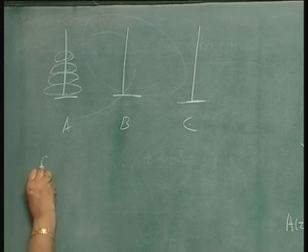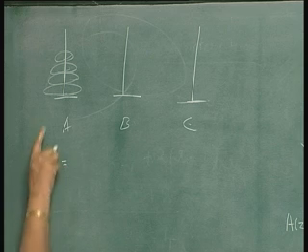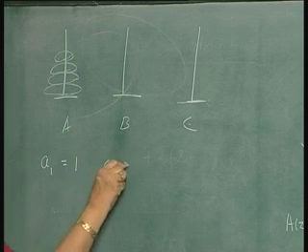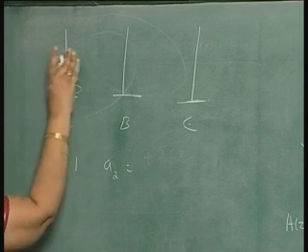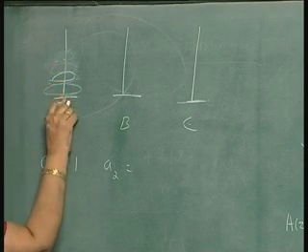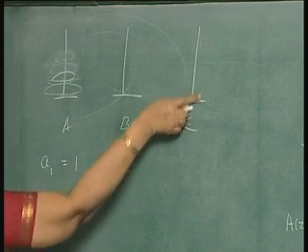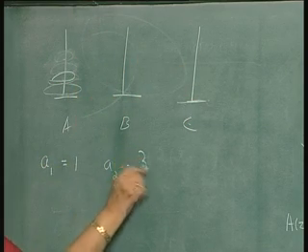So, if you have a1, that is just one disc, it requires only one transfer. If you have 2 discs like this, first you can put it here, then transfer the second one here, then again transfer this here. So, a2 will be 3.